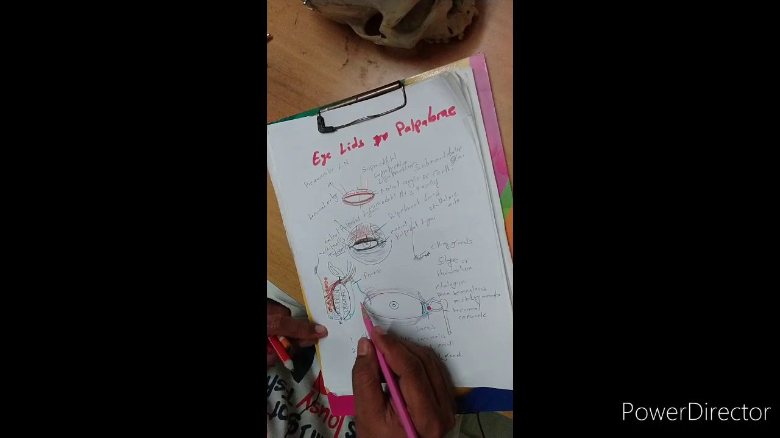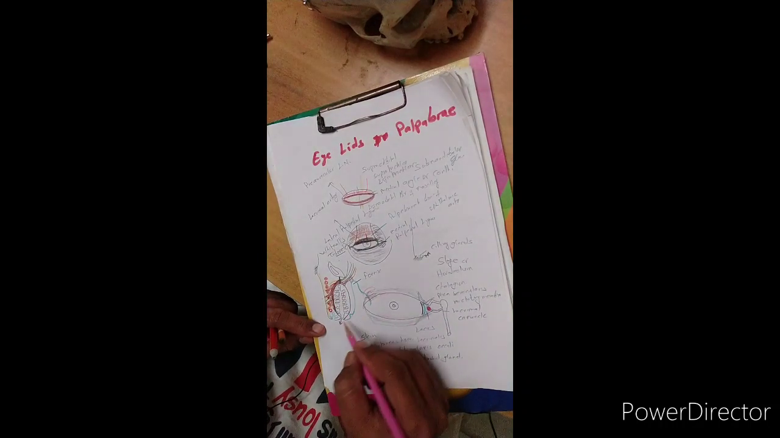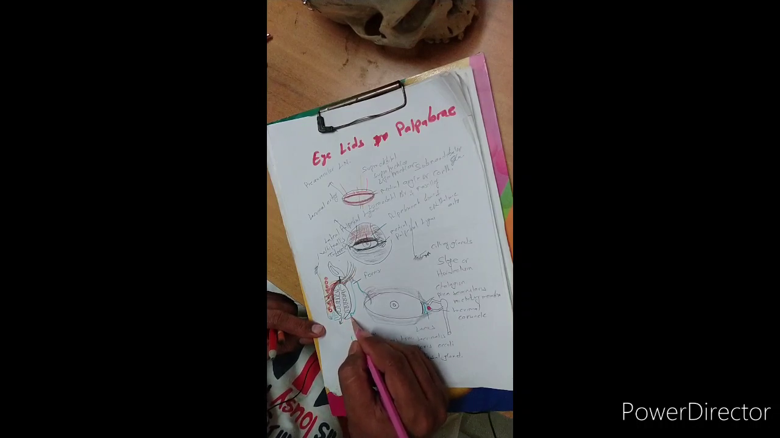Clear? Now, if you see the palpebral conjunctiva, we already discussed that the palpebral conjunctiva starts from the inner margin of the lid margin, where the tarsal glands open, and starts about 2 millimeters away inside.